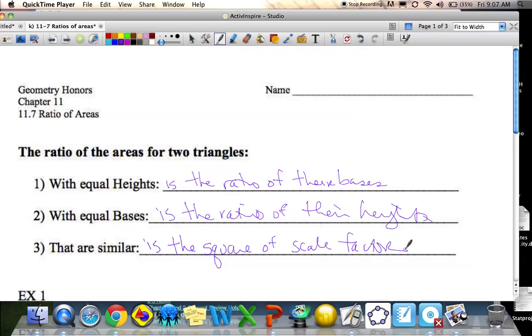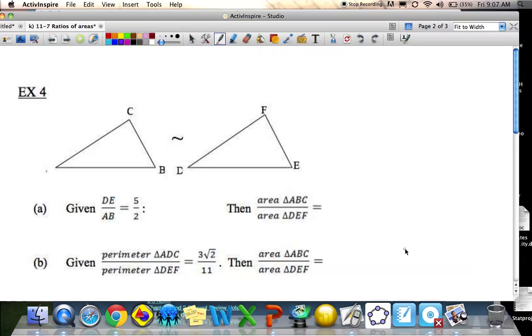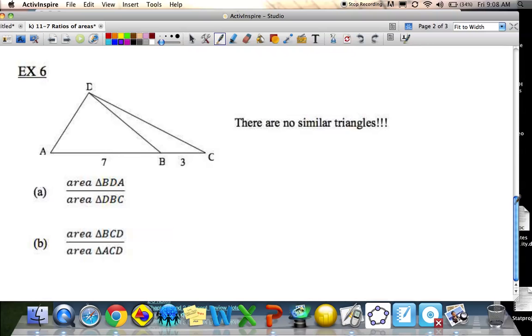Okay, so going to the next page, we have two similar triangles where we're given that DE is 5 and AB is 2. So the area ratio is the square of the scale factor. If it's 5 to 2, we square 5 and we get 25. ABC is down here. We square 2 and we get 4. So that's the answer for the first one.